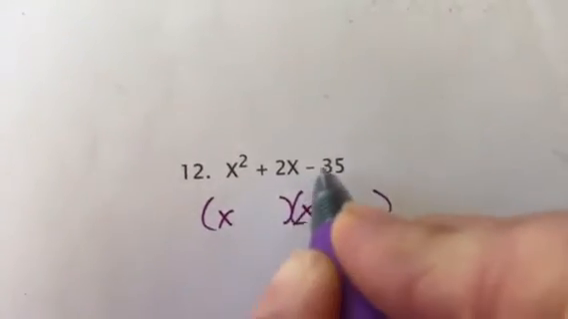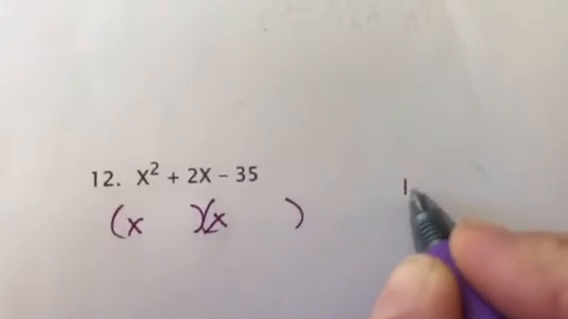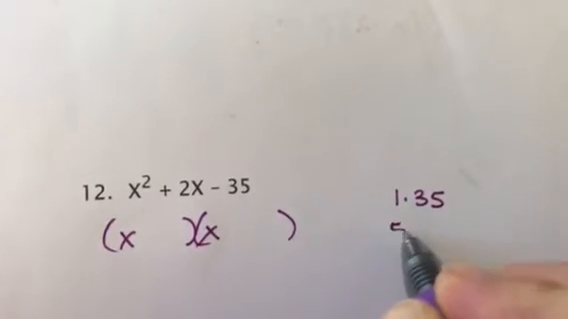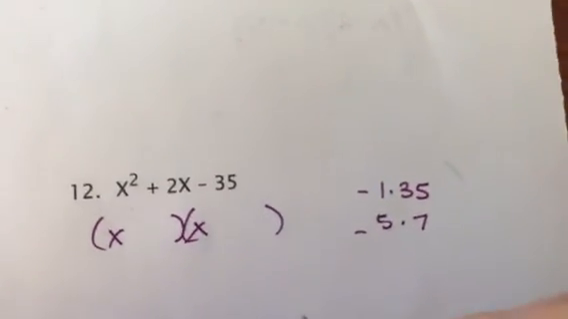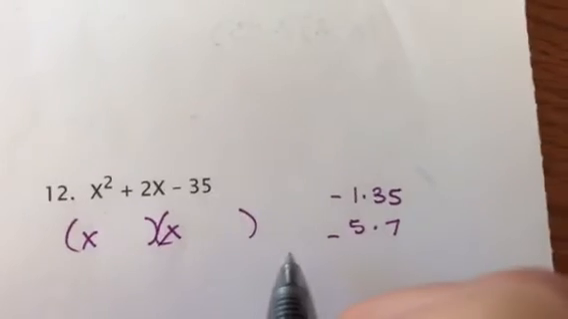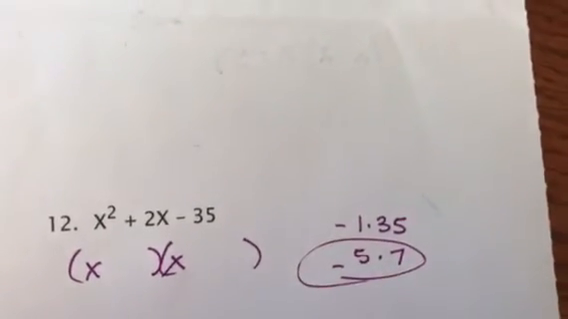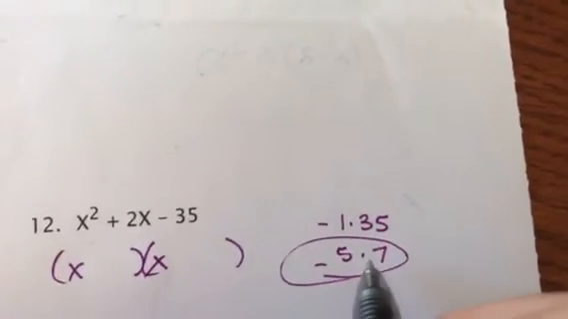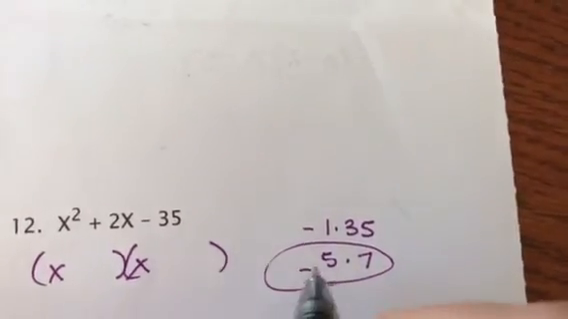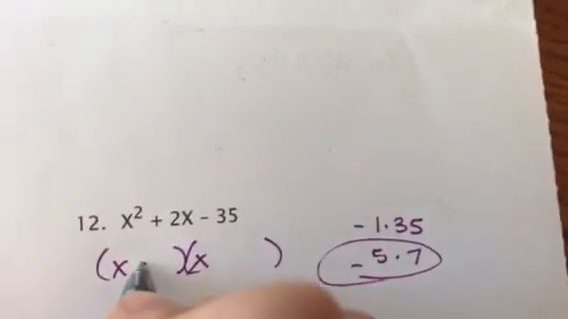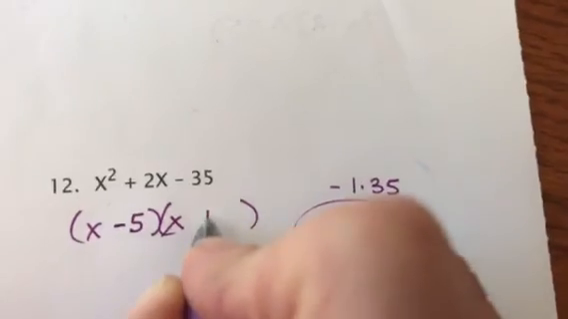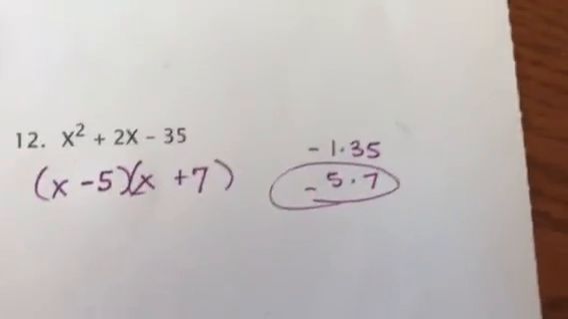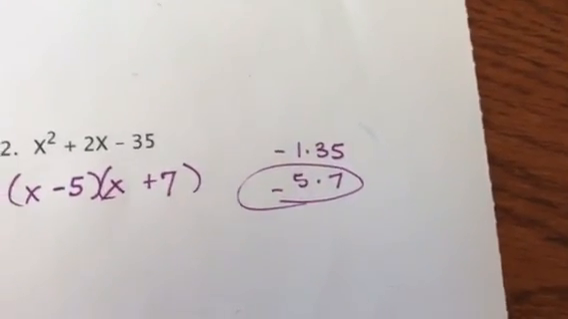x times x is x squared. You're looking for factors of negative 35. Well, that means one of them is going to have to be negative. So I'm going to do that. They have to add up to be a positive 2. Well, look, that adds up to be a positive 2. So it's perfect. It multiplies to give me negative 35. It adds to a positive 2. So I need my 5 to be negative and my 7 to be positive. So these should be easy peasy.